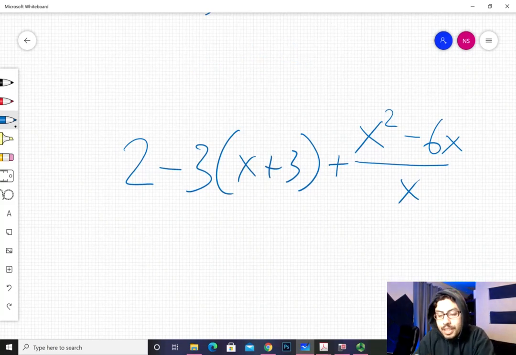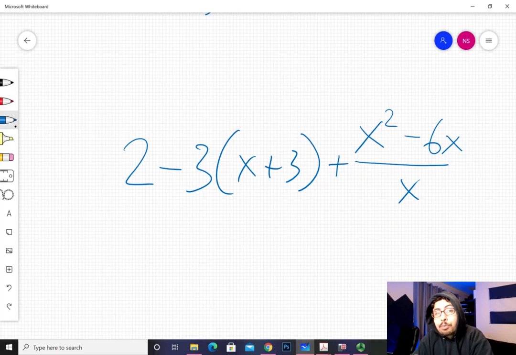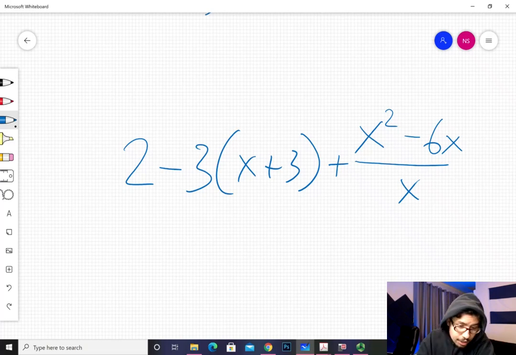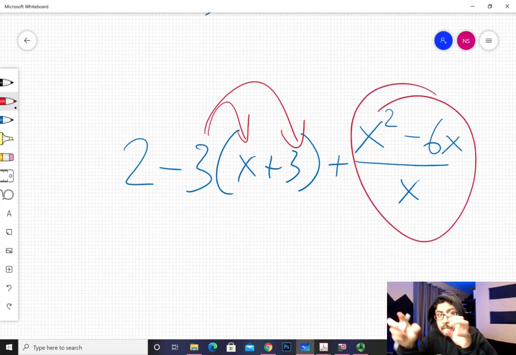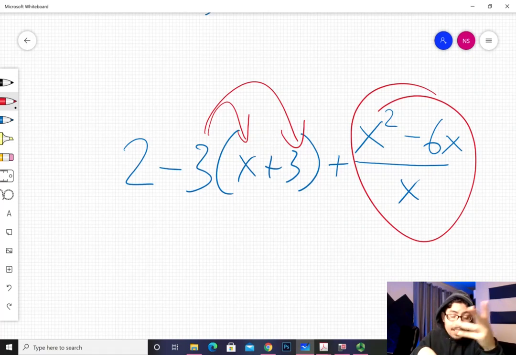what would we do in this situation? I see a whole bunch of stuff right now. This is going to be what's to come from this point forward, a combination of everything. Here you got to be aware that there is distribution and there is division, and then I'm pretty sure once those get simplified down, there's going to be a simple combine like terms, which is the adding and subtracting.